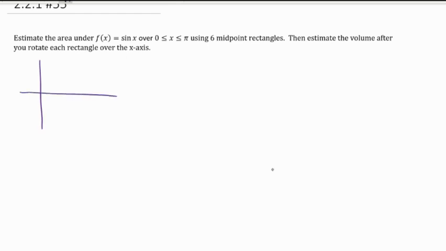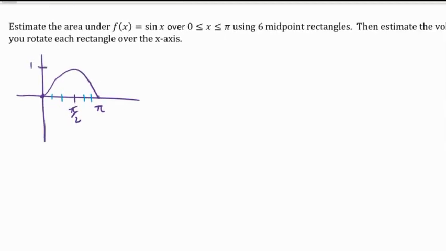although I think it might be in your book. So sine starts at 0. It has a max of 1 at pi over 2. And then at pi, it is 0 again. All right, and we are using 6 midpoint rectangles. So let's split this into sixths. And my graph obviously isn't great, but that's okay. It doesn't need to be perfect.